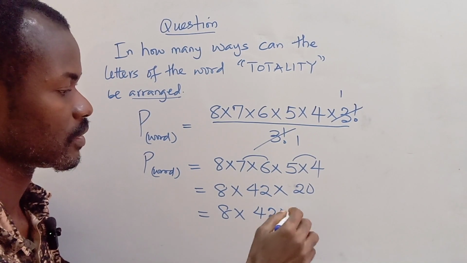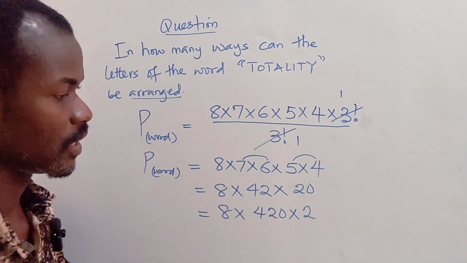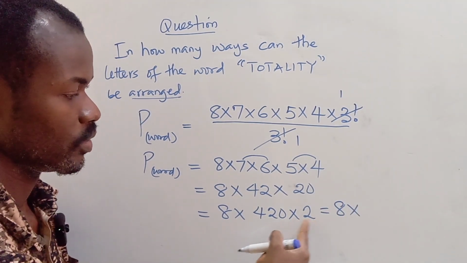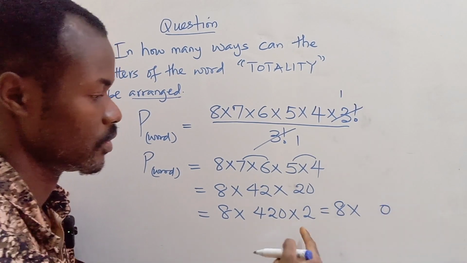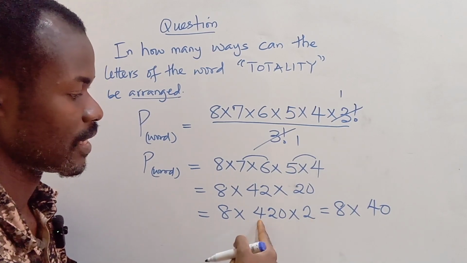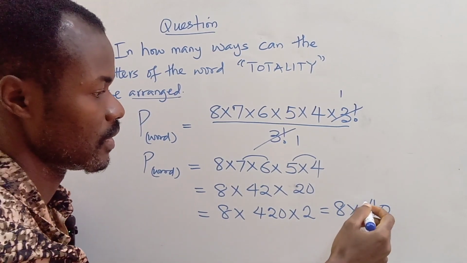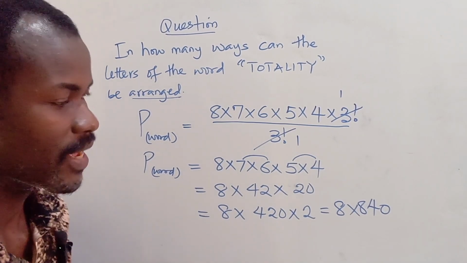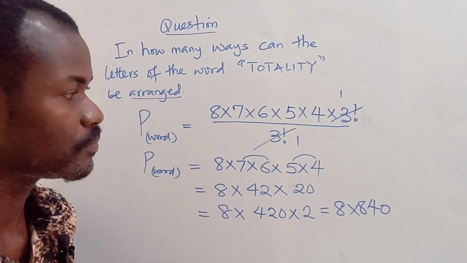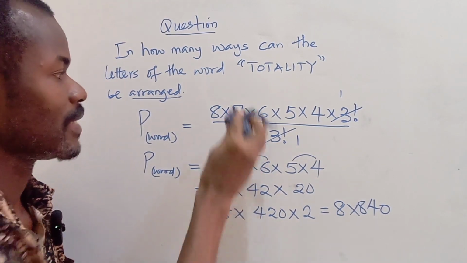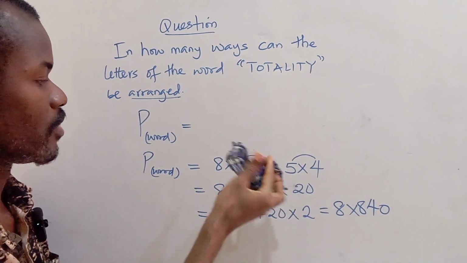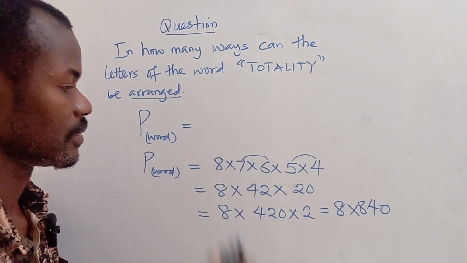so that it is 420 times 2. Okay, so this will give us 8 times 2 times 0 here is 0. 2 times 2 is what? 4. And 2 times 4 is what? 8. Okay, so we have 8 times what? 840. Alright, so let's multiply that to see the number of ways we are going to get.